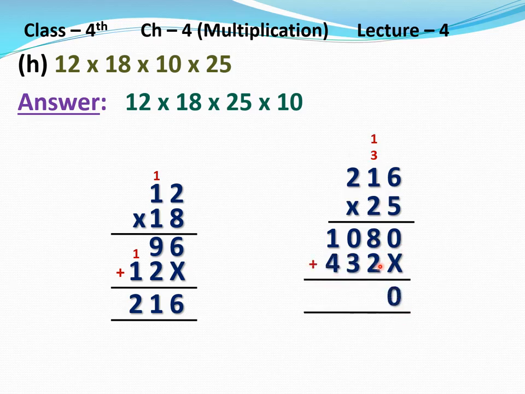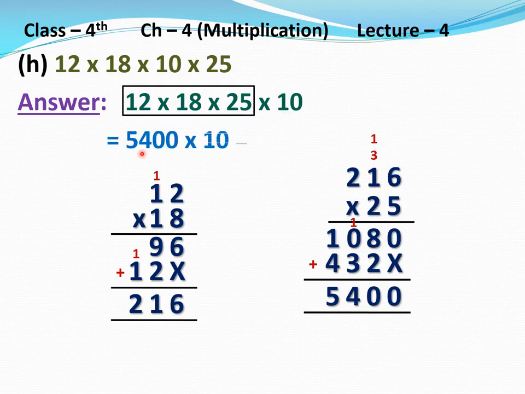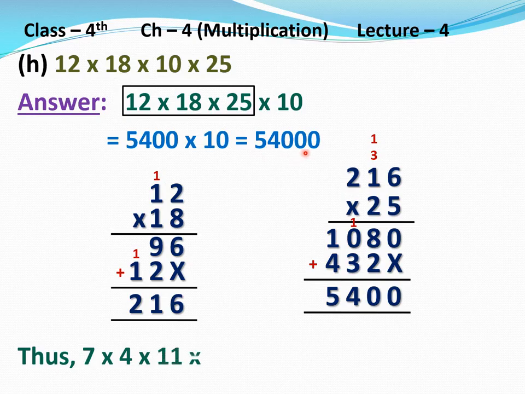Write 0 here. 8 plus 2, 10. Write 0 here and 1 carry. 1 plus 0, 1 plus 3, 4. Write 4 here. 1 plus 4, 5. Write 5 here. See, 12 multiply 18 multiply 25 equal to 5400. Now multiply 5400 by 10. So write down, okay, equal to 5400 multiply 10. See, answer is 54,000. Okay.